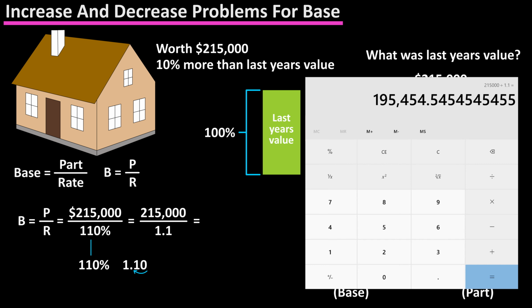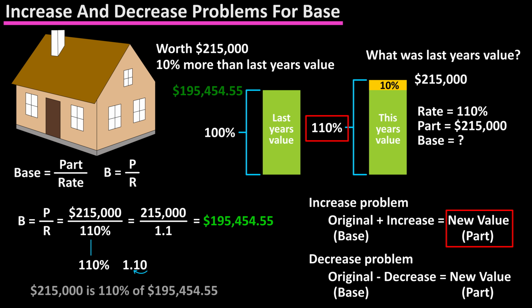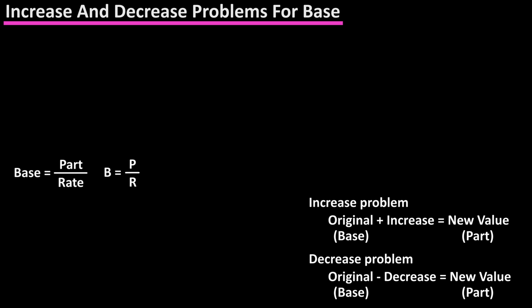Now using a calculator, we have 215,000 divided by 1.1, which gives us a final answer of $195,454.55 rounded off. So we can say that $215,000 is 110% of $195,454.55. Now let's look at a decrease problem.